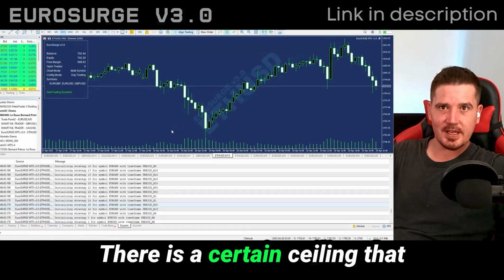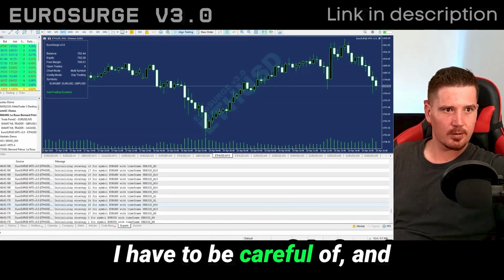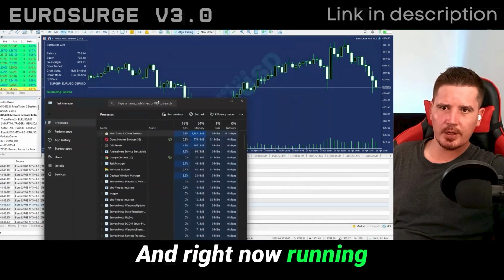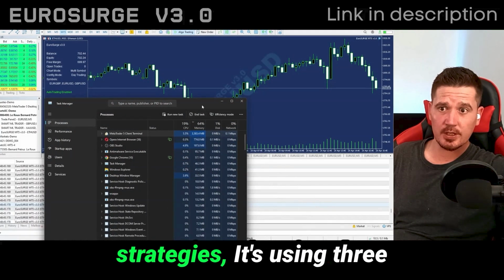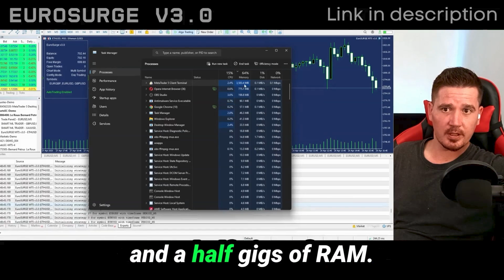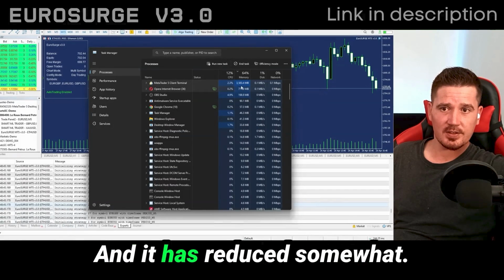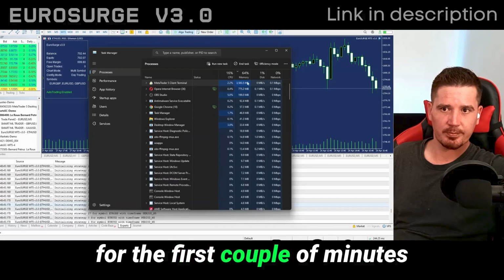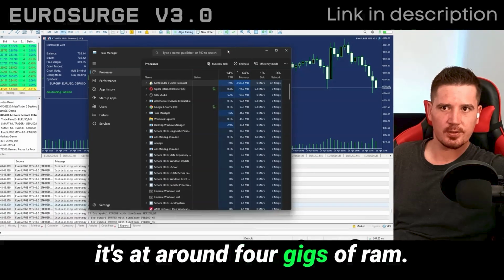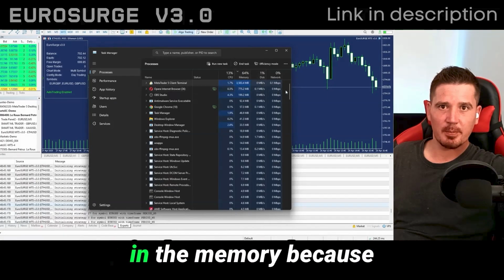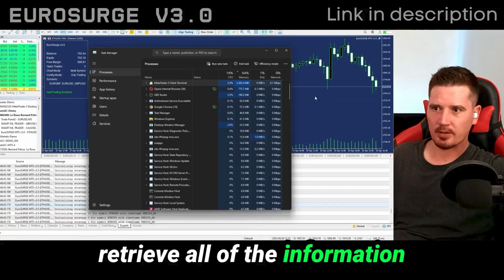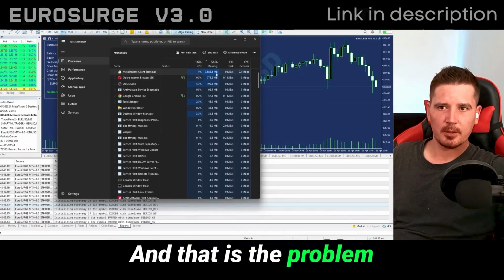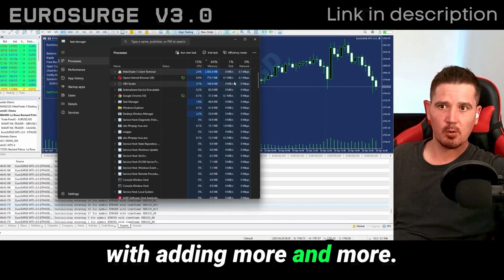There is a certain ceiling that I have to be careful of, and that particular ceiling is this. And right now, running approximately 40 strategies, it's using 3.5 gigs of RAM. And it has reduced somewhat now. As soon as it initializes for the first couple of minutes, it's at around 4 gigs of RAM. And all of this has to remain in the memory because it retrieves all of the information so that it knows when to trade, when not to trade, what it is supposed to do. And that is the problem with adding more and more.